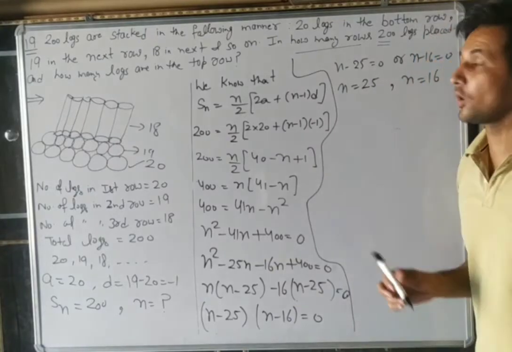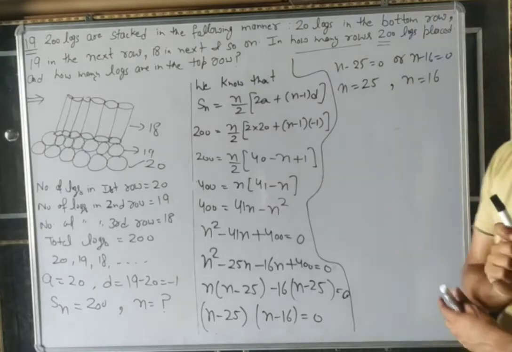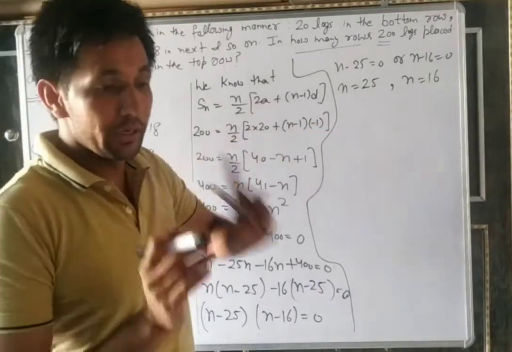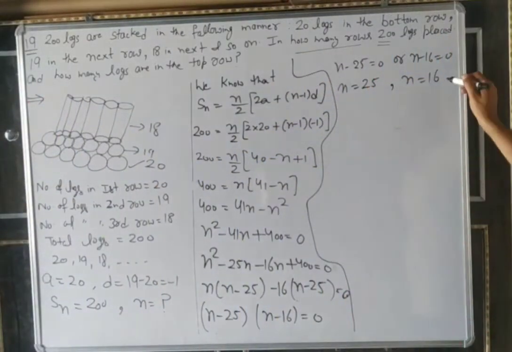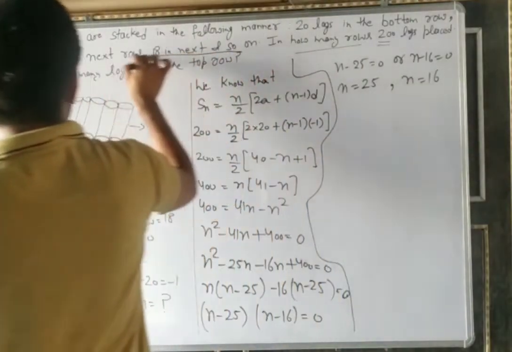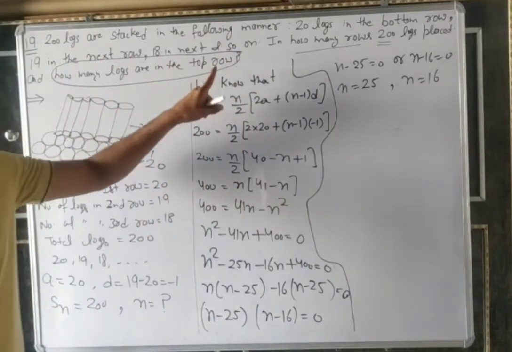So how many rows? Maybe 25 or 16. Is it possible or not? Now we will check it. If the total number of rows is 25, and in the next case n is 16, we have to find how many logs are in the top row.